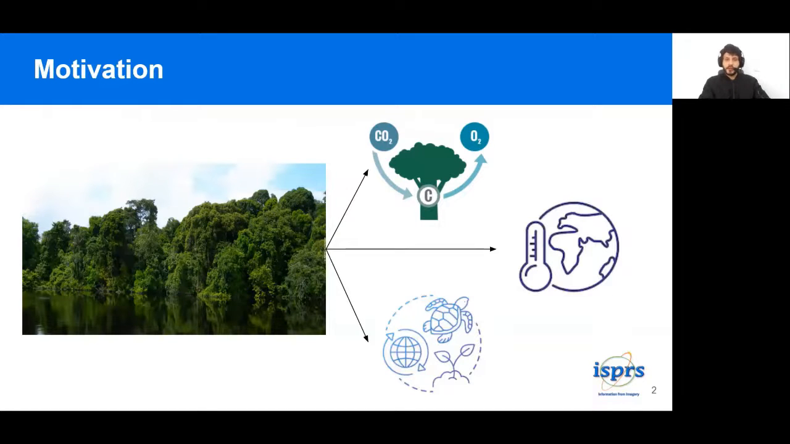So the motivation of the study was the Amazon forest. The Amazon forest is the largest rainforest in the world. It has an important role as a carbon sink. The region has an economic interest due to the abundance of natural resources. This results in intensive illegal deforestation in the Amazon forest.